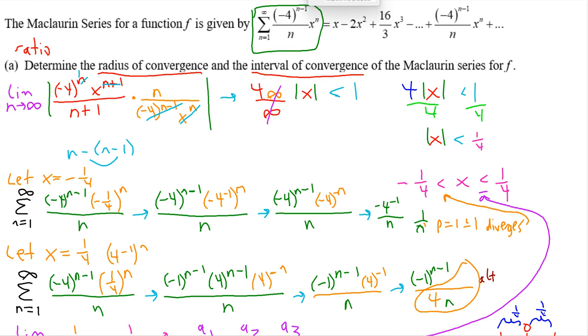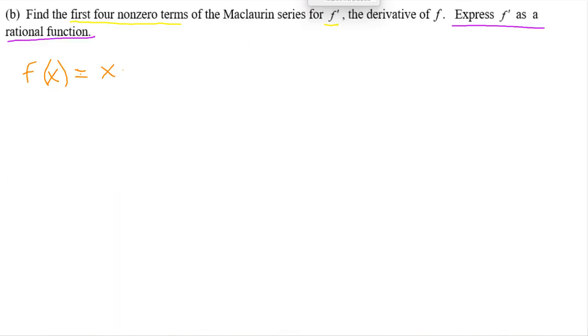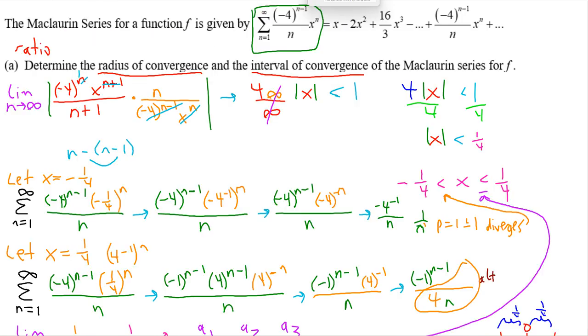So let's write those down first. x minus 2x squared plus 16/3 x cubed. But we need to figure out one more in order to have 4 terms on our derivative instead of just 3. So let's go ahead and plug in. So the starting number is 1, so that's 1, 2, 3. So now we'd have to plug in 4.